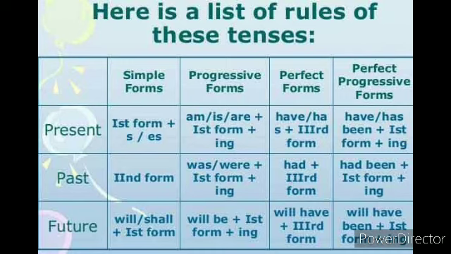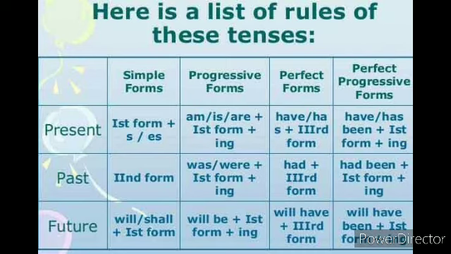Now let's move on to the progressive forms or continuous forms. In all the continuous forms, one thing is common. We use first form of verb with ing in all the continuous forms. The difference lies in the use of helping verb. In present continuous, we use is, am, are. In past continuous, we use was and were. And in future continuous, we use will be or shall be with first form of verb ing.